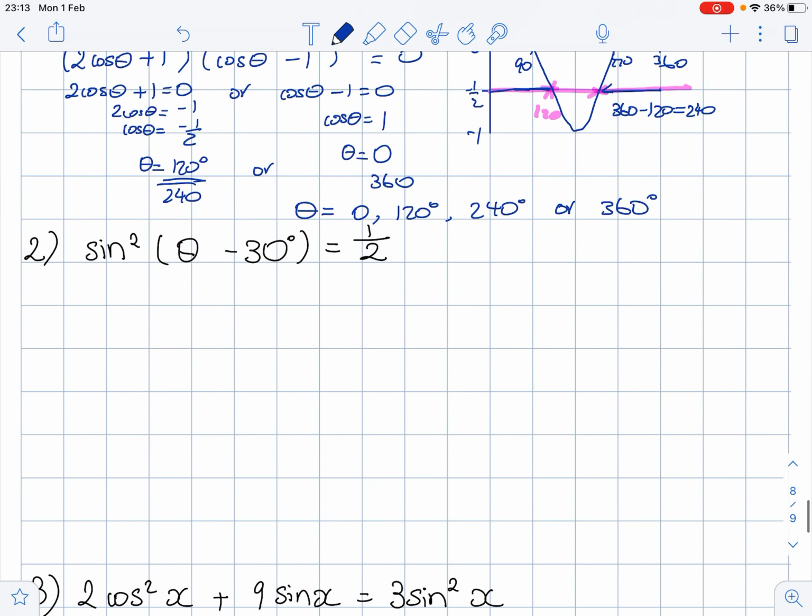So let's look at my example 2. I have sin squared of theta minus 30 degrees. So step 1, what I'm going to do is just solve and find my key values. So I have squared, so I need to square root both sides. So square root, I become sin of theta minus 30. So square root of 1 over 2. Remember, when you square root a number, you get two solutions, plus and minus.